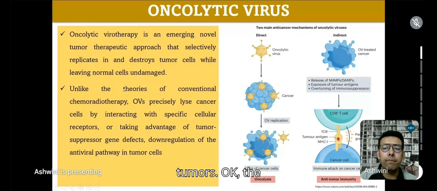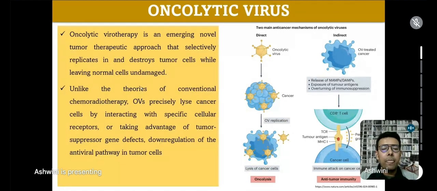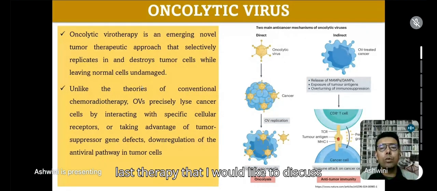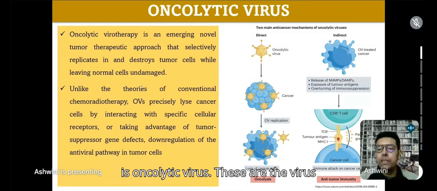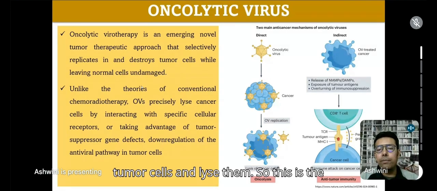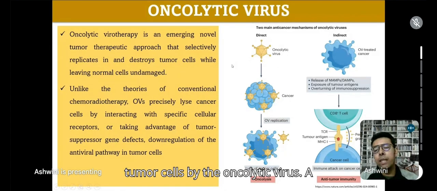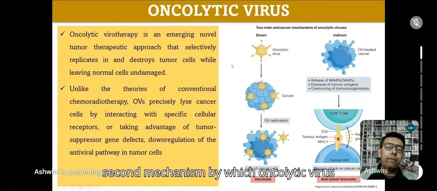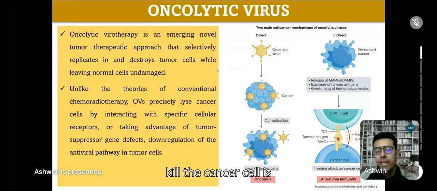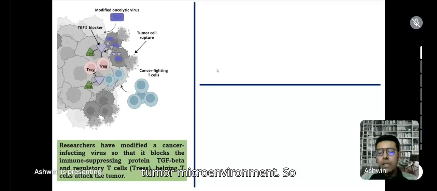Okay, the last therapy that I would like to discuss is oncolytic virus. These are viruses which specifically target the cancer cell, proliferate inside the tumor cells, and lyse them. So this is the basic mechanism of direct killing of tumor cells by the oncolytic virus. A second mechanism by which oncolytic virus kills the cancer cell is by affecting the tumor microenvironment.